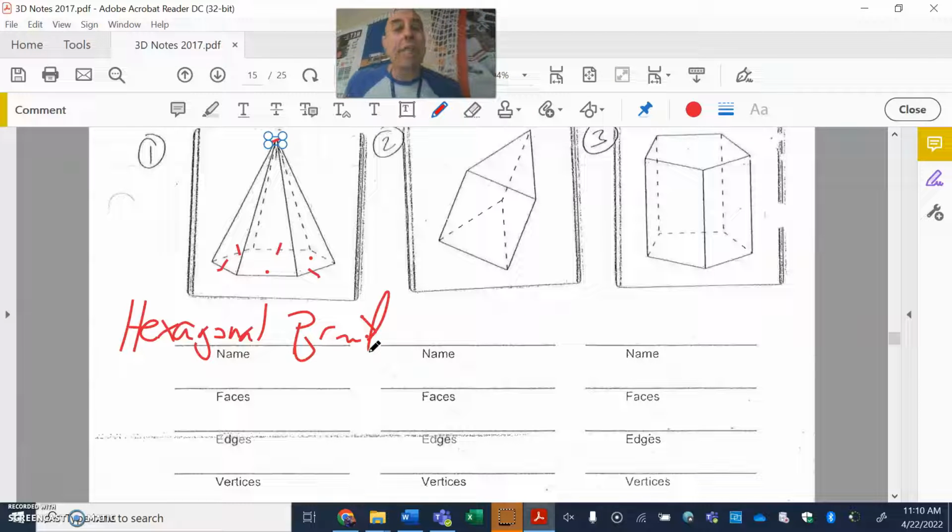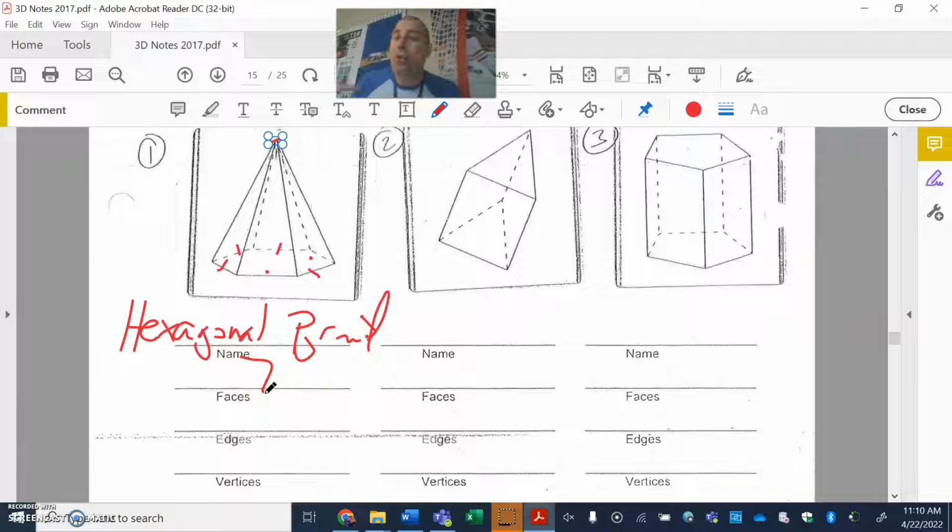Faces, edges, and vertices. Faces are your flat surfaces. So if we can kind of visualize it, we've got the one that's on the bottom, and then wrapping around it, because it's a hexagon, that means 6 sides, well, we're going to have 6 that are wrapping around it. So 6 wrapping around it, and the one that's on the bottom gives me a grand total of 7.